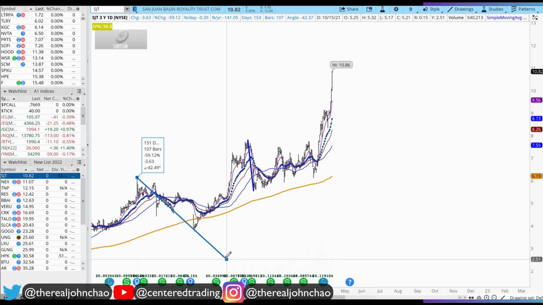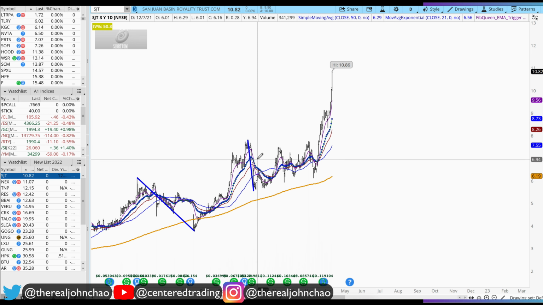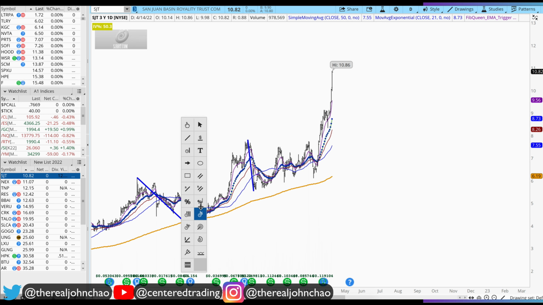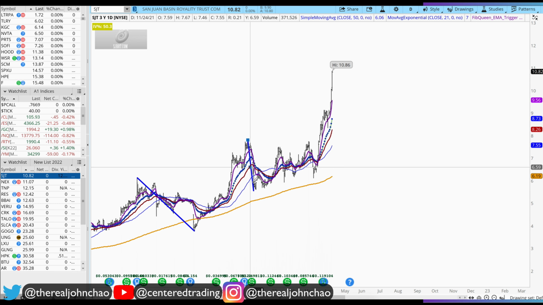$2.26. How about this pullback? This pullback is slightly bigger, $2.39. So over here, $2.26, $2.39. Now, I'm not going to be chasing this new recent high. What I'm going to do, I'm going to set it up for the next pullback.